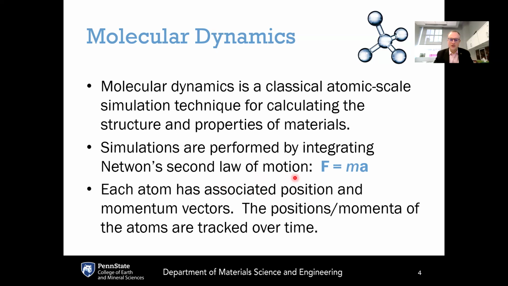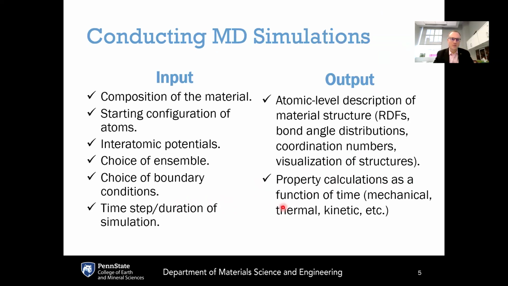Now, within MD simulations, each atom has its own position. So it has its own position vector, which would be its x, y, and z coordinate. And it also has a momentum vector or a velocity vector with the x, y, and z components of either the velocity or the momenta. And what MD does is by integrating F equals ma, we update the positions and the velocities of the particles over time, and then use those trajectories to calculate the properties of the material.